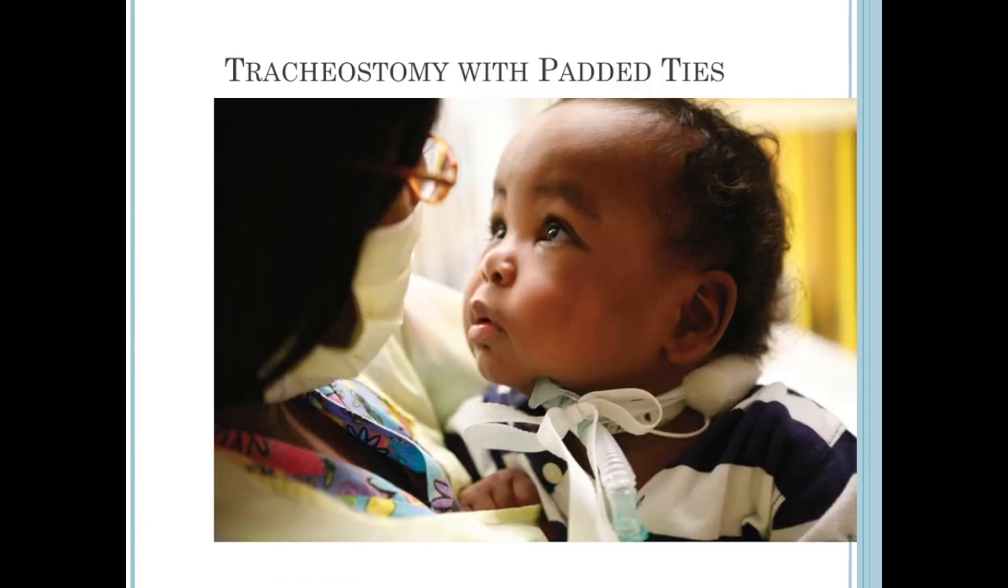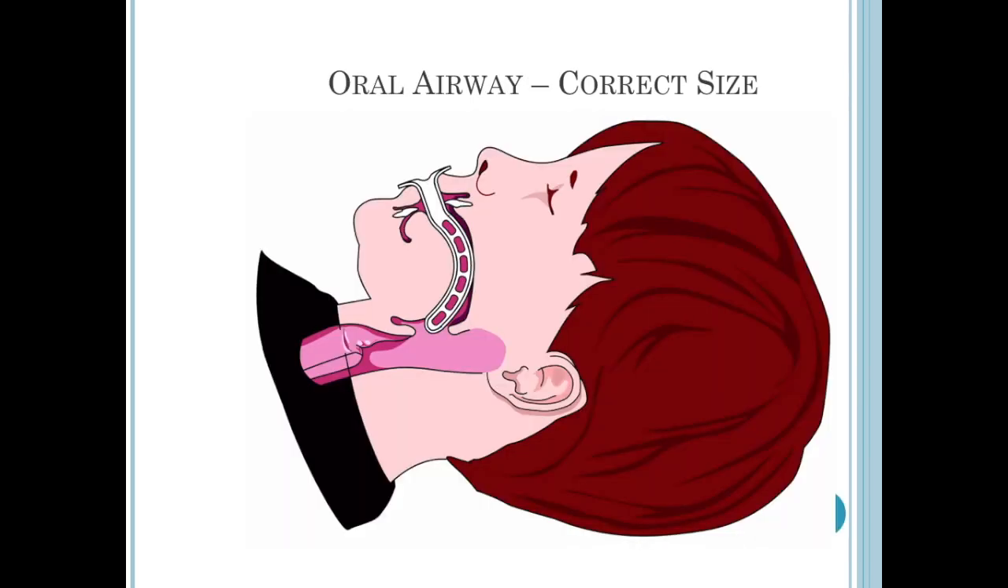And look at this little guy. Is he cute or what? He has padded ties, and these are the old cloth ties. They can cut into the skin. Anytime you have a patient with a tracheostomy, you have to make sure that you do a full skin inspection, because they can have skin breakdown behind the neck. And then this is the picture of correct placement of an oral airway.